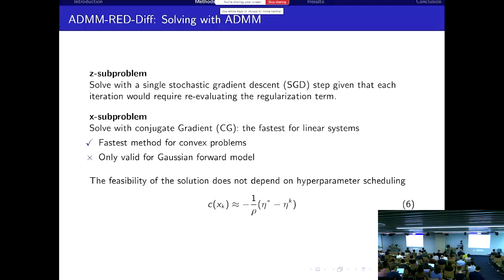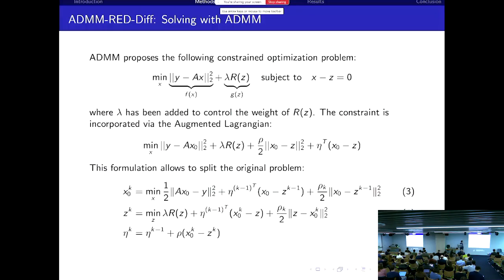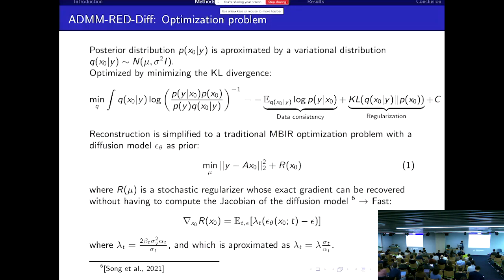And for the Z subproblem, which is our second primary variable, we solve it with a single step of the stochastic gradient descent method, given that in order to perform each iteration, we have to reevaluate the regularization term, and therefore perform reinference of the model, which is slow in our case. That's why we use a single step. The good thing about ADMM, compared to methods such as HQS, for instance, is that the primal feasibility of the solution does not depend on hyperparameter scheduling, only on the Lagrangian, and therefore it won't enter in conflict with the type of weighting that we are using here, which was the case for other methods that we have tried.